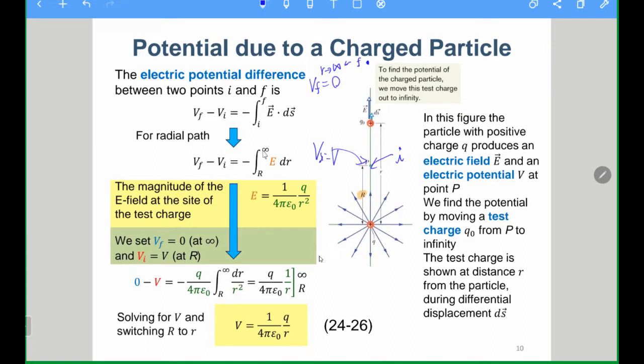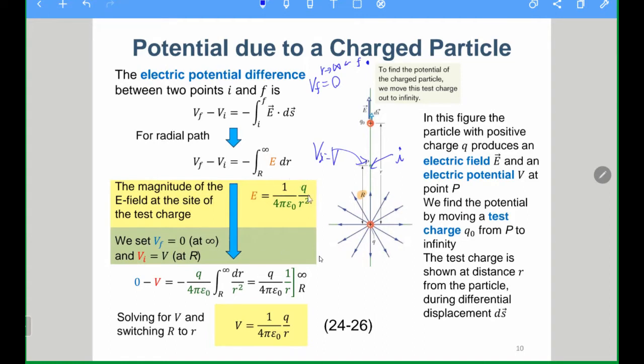And on the right side, as the initial point is R, we have R here, and for the final point, it is infinitely far away, so we have an upper limit of infinity. Then we plug in Coulomb's law, E equals 1 over 4 pi epsilon naught times Q over R squared. Plug into here, and then we can do the integration because this is a function of R. All the other values are constant.